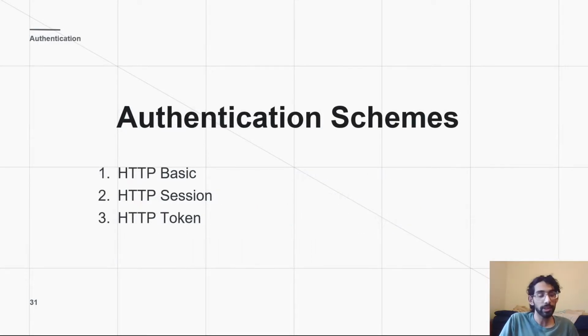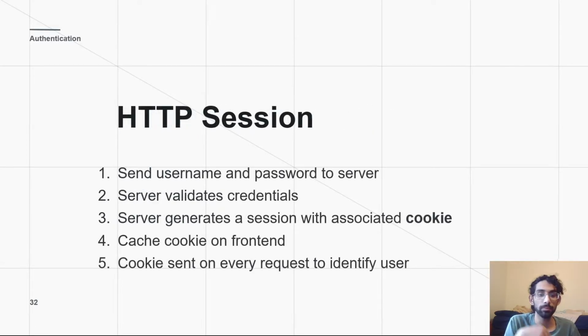So, the next authentication scheme is the HTTP session. In this case, you first send your username and password to the server to create the user. The server says okay, and then it creates the user. Then, after that, you log in by sending your username and password again, so that's 2 times so far.